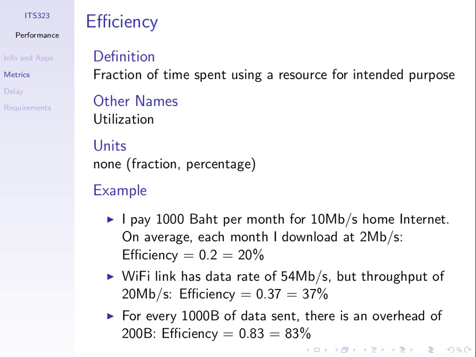Another example. Let's say I pay 1,000 baht per month for my 10 megabit per second home internet access. On average, every month, I download at 2 megabits per second. Well, I'm 20% efficient. I only use that resource on average 20% of the time. We will use efficiency to compare different systems and to compare different protocols.